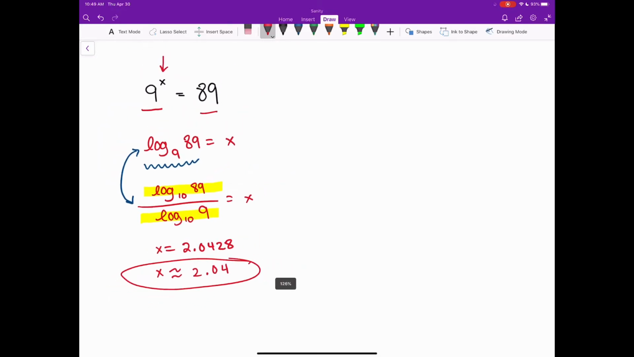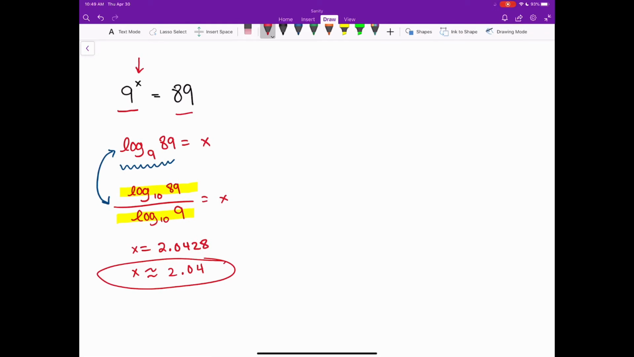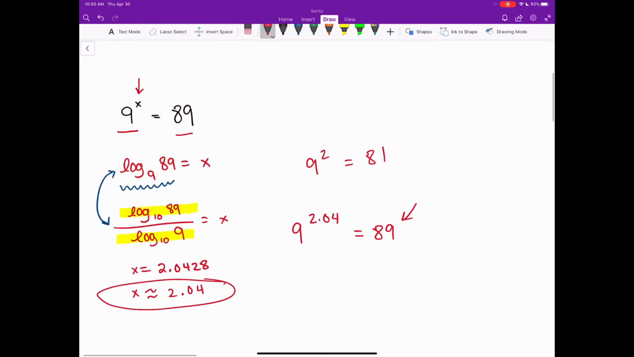So there we go. And if I wanted to check, I could raise 9 to the power of 2.04 and see if I get 89. And you can check it on your calculator if you want. And if you think about it, I know that 9 raised to the second power is 81. So if I had to raise it to the power of something to get 89, it's going to be just a tad above 2. So this does check out, all right? Let's go on to another one. That was a very simple, basic exponential one.